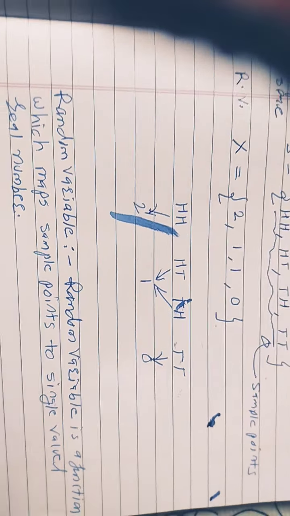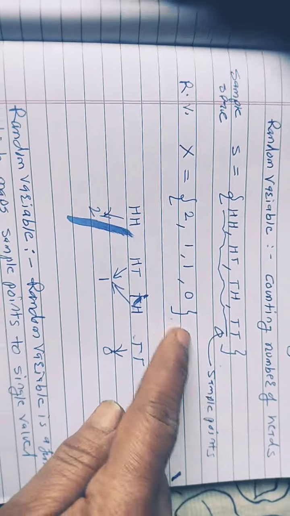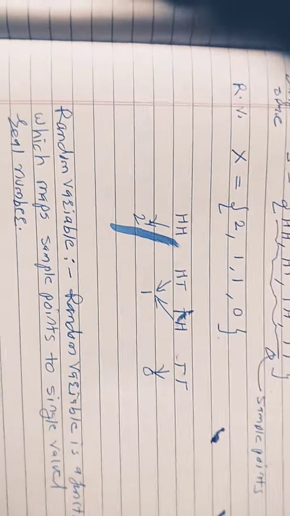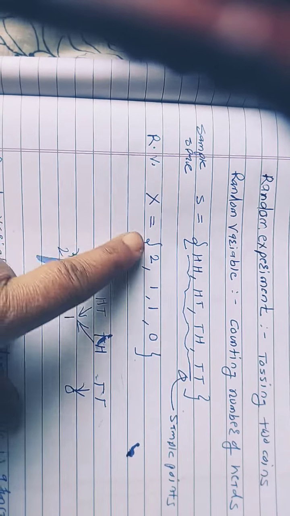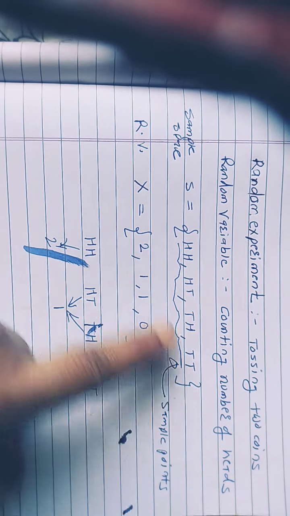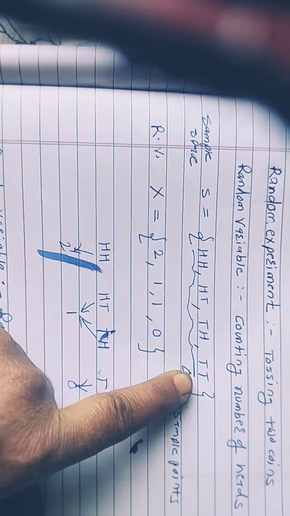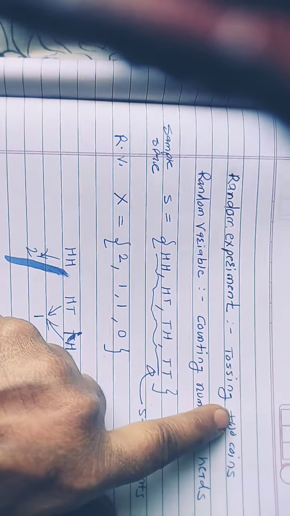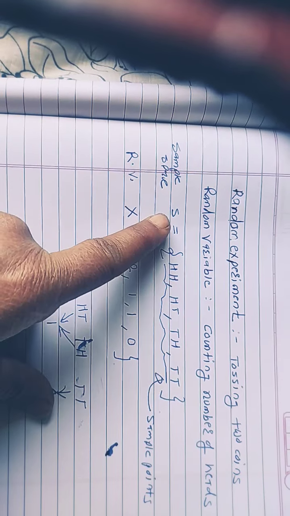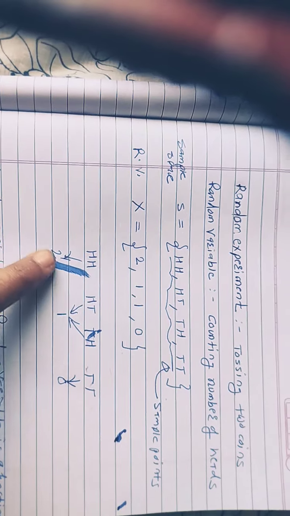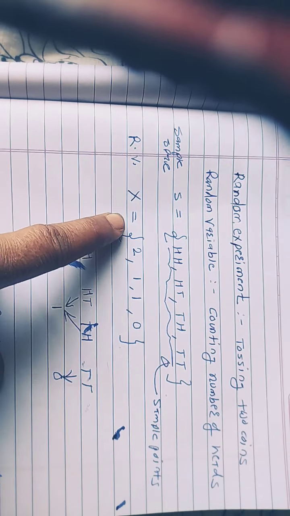So let us see the definition of random variable. A random variable is a function which maps sample points to a single valued real number. So the random variable is a function, because you have to define what the random variable is. Here the random variable is counting the number of heads. So it is a function which maps the sample points to a single valued real number, the sample points which are obtained by the random experiment, which are the elements of the sample space. Sample points are mapped to the single valued real number by the random variable, which is a function.